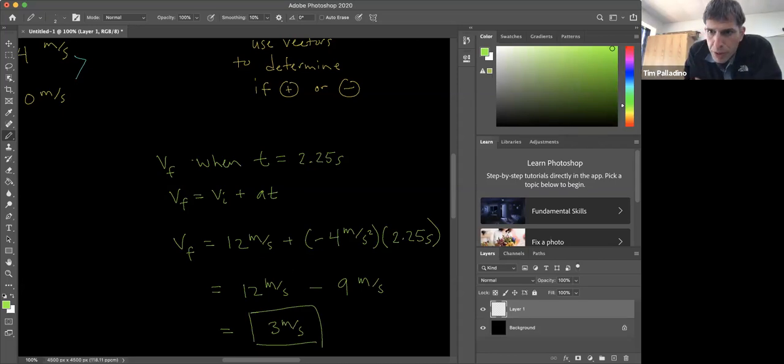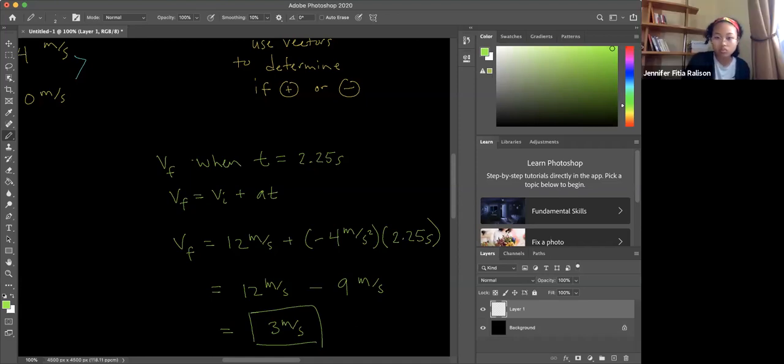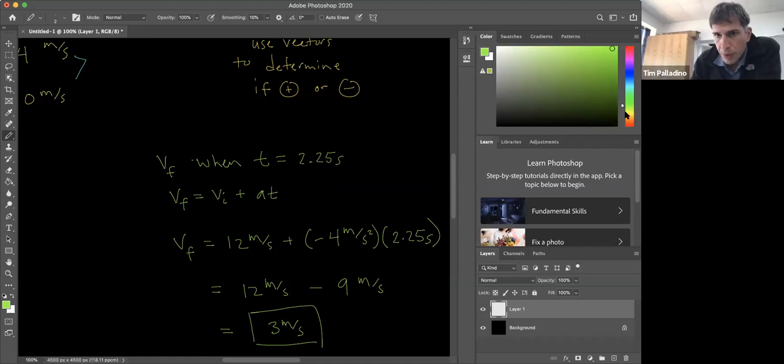All right, did everyone get 3 meters per second? Yes. Yep. Yeah. And the thing I just want to point out is we write the parentheses around the 4 meters per second because we have to be careful of that negative sign. We have to make sure that we think about the problem and find whether it's positive or negative before we do anything.